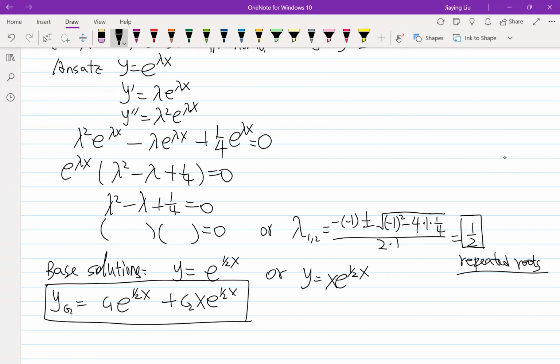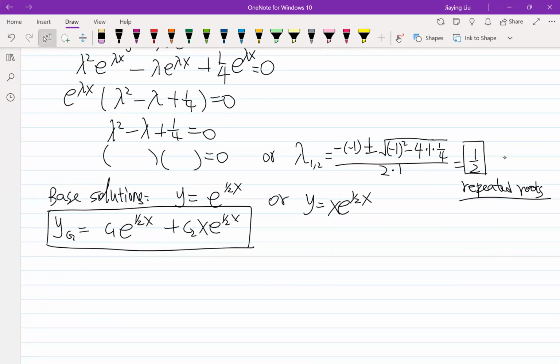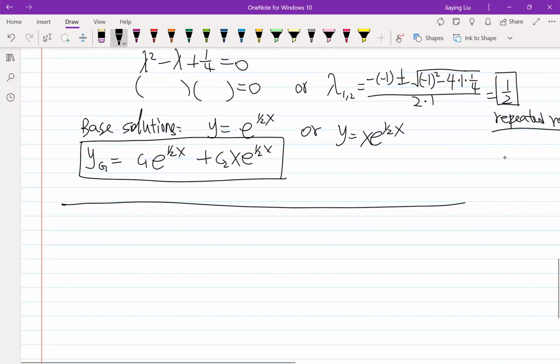Questions on this problem? I'm going to go over the next example, which is about higher order.